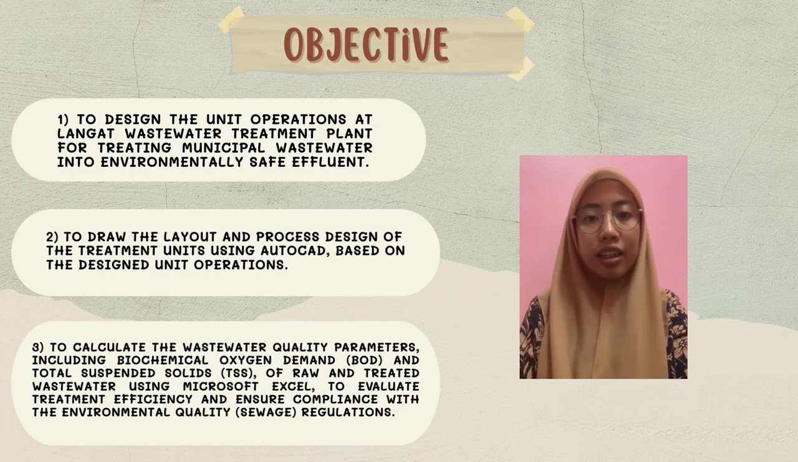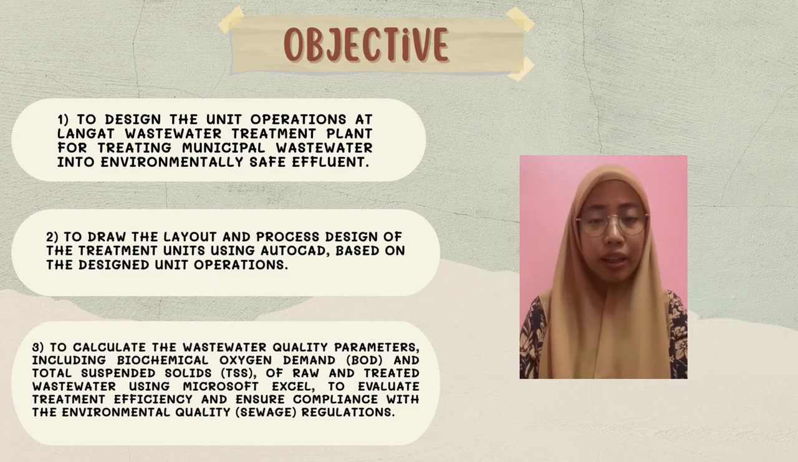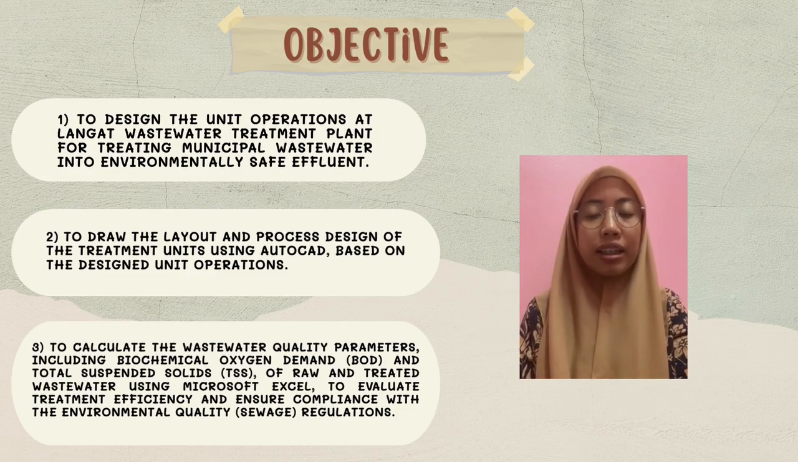The second objective is to draw the layout and process design of the treatment units using AutoCAD. Based on the designed unit operations, this allows us to visualize the treatment process, plan the arrangement of units logically, and ensure that the system is practical, efficient, and technically feasible for implementation.